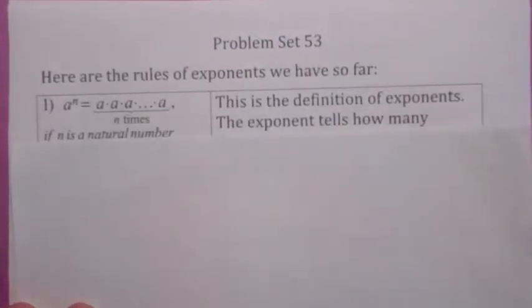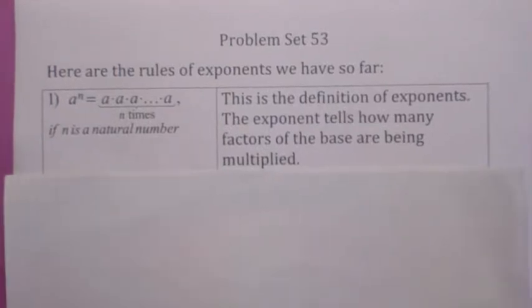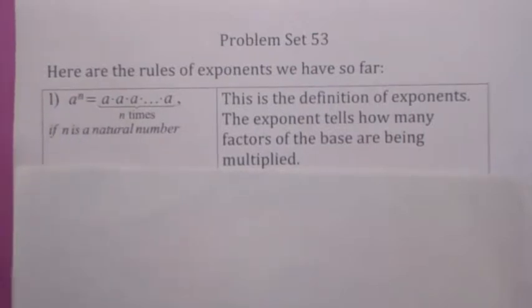Okay, in this problem set, we're going to reinforce what you learned so far. We're going to spend a lot of time talking about negative exponents, and then we're going to introduce one more rule. But this is where we're at so far. You have the basic definition of exponents. Remember, it says that when you have a base to an exponent, to a power, the exponent tells you how many times the base is multiplying itself, right?